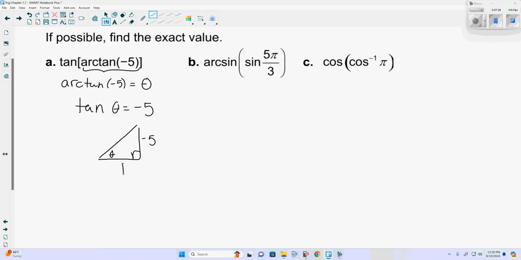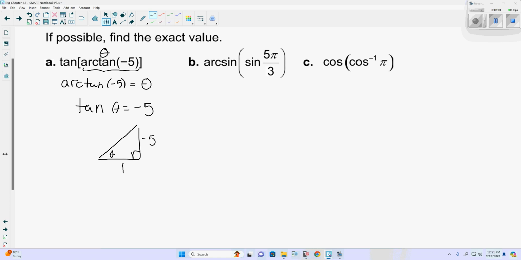Because if there is no denominator, it's understood to be 1. So our opposite over adjacent is just negative 5 over 1. Now, part of the reason we're doing this is to set up our triangle, because arctangent of negative 5 is going to give us an angle measure. Then we're going to take tangent of that angle. So if I can set it up so we could take it, we could get there.